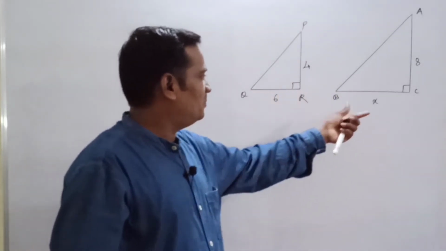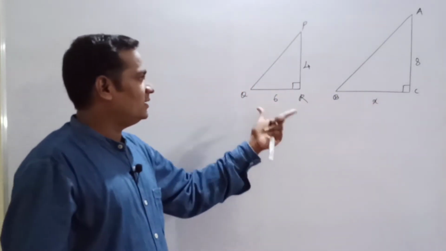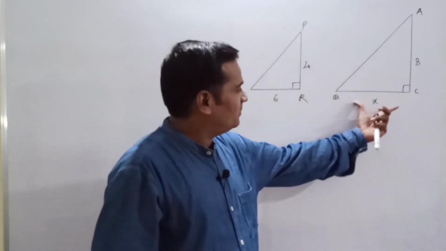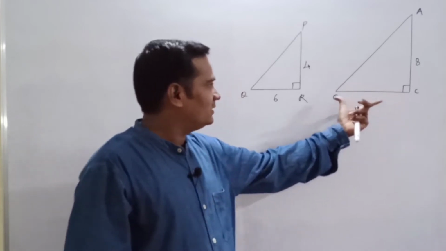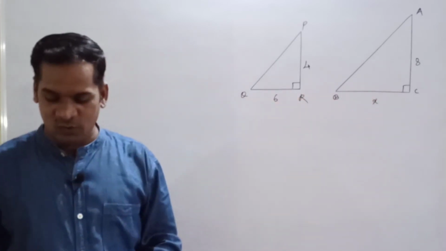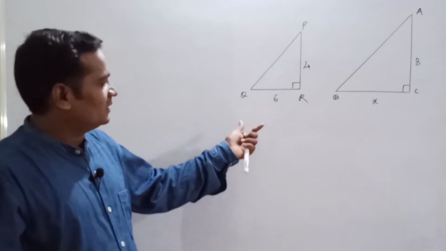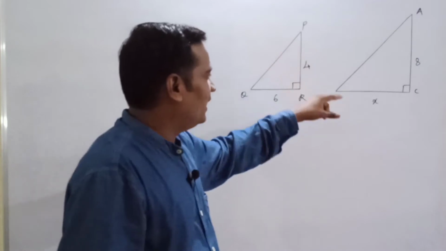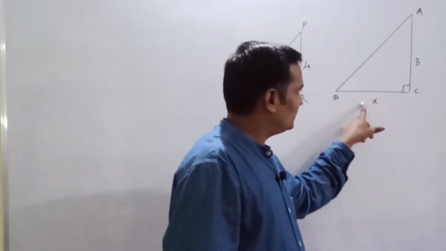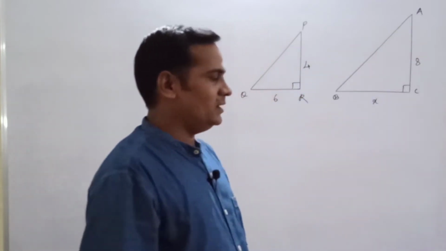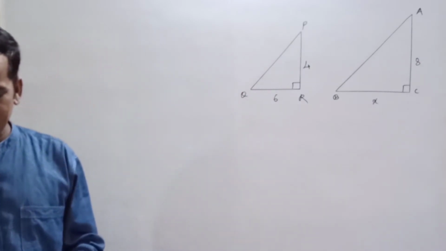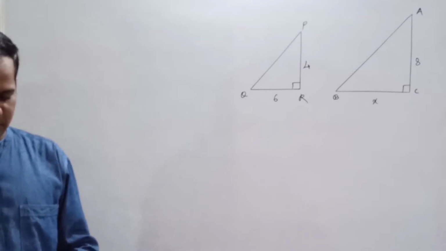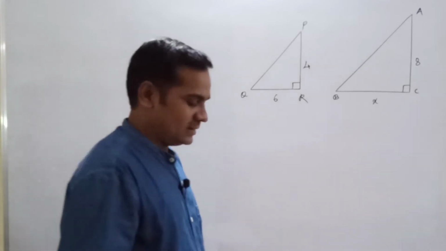And this BC and QR are the shadows: this is the shadow of the bigger pole, and this is the shadow of the smaller pole. QR is 6 meter, which is the shadow of the smaller pole, and BC is x, of this bigger pole. And the question is that, how long will be the shadow of the bigger pole at the same time?